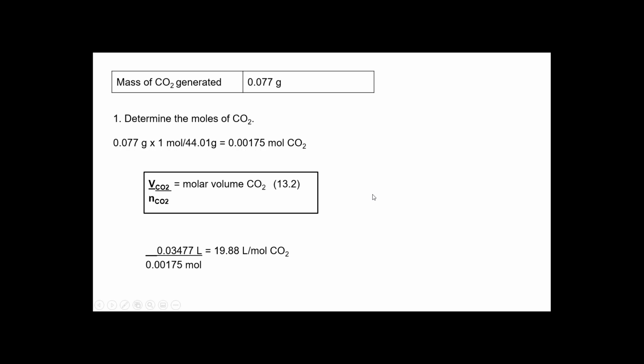For 1 mole of CO2. Now, this is a raw gas, so it's not going to match the 22.4. It's going to have its own value, but it should be somewhere in that range. So we have the mass of CO2 generated, and then we're going to simply do stoichiometry to determine our moles of CO2.